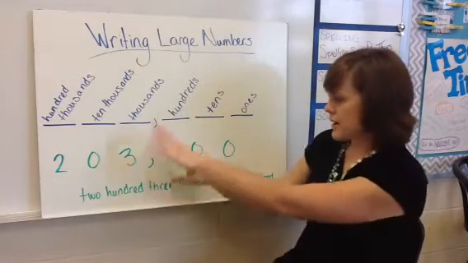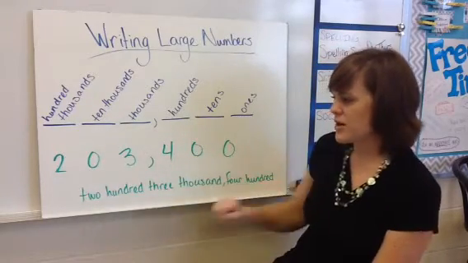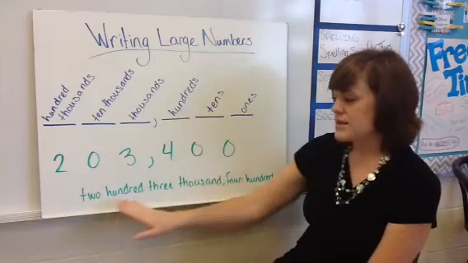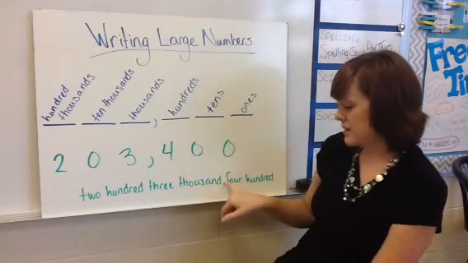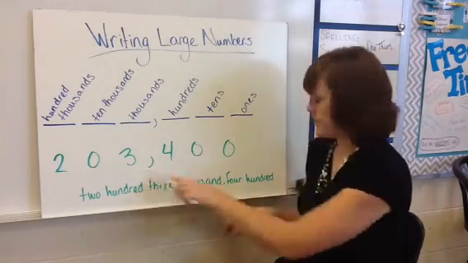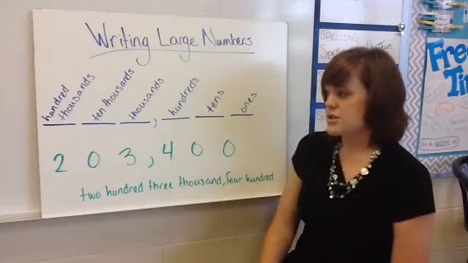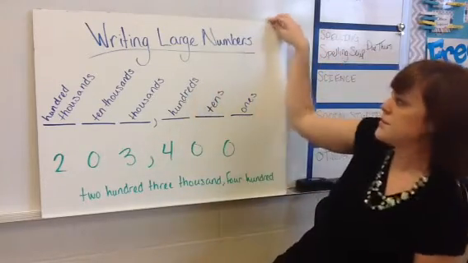This number, I tried to write it underneath where it would be on the chart. You would say that's 203,400. And that's just review. Please make sure that's in your notes.